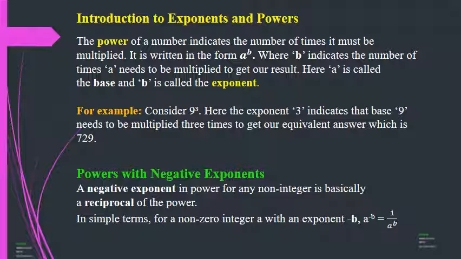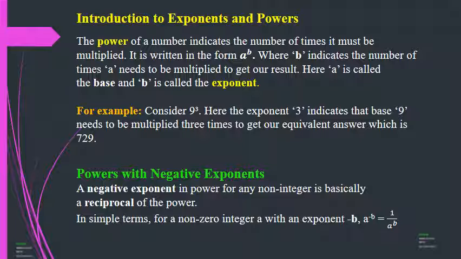So exponent is nothing but a power of a number which indicates how many times we multiply the base. This is written in the form of a raised to the power b, where b indicates the number of times a needs to be multiplied. This notation we call exponent or power, where a is the base and b is the exponent.